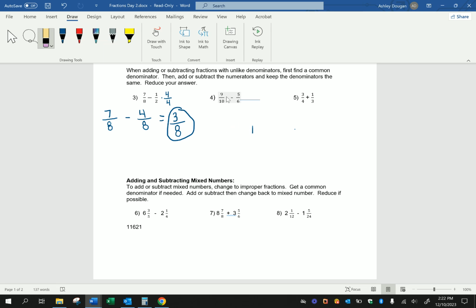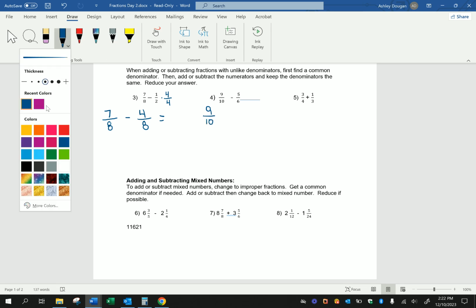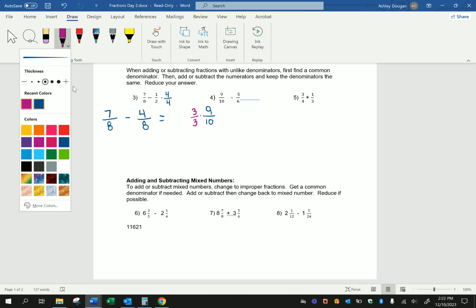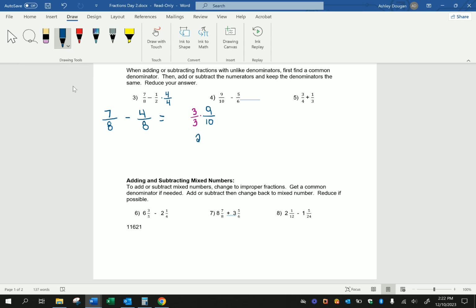All right, this means I want my bottom numbers to be 30. If I'm looking at this first fraction, 9/10, I want the bottom number to be 30. So what could I multiply 10 by that would give me 30? 10 times what would give me 30? And that would be 3. That means I'm going to multiply the top and the bottom by 3. 9 times 3 is 27, and then 10 times 3 is 30. So this is my new fraction, 27/30.